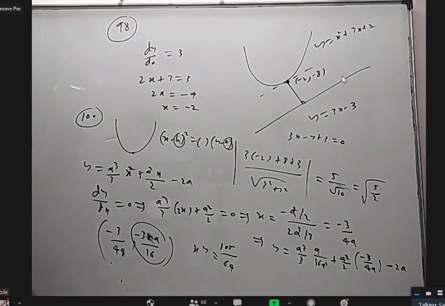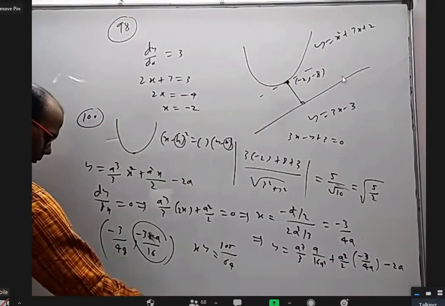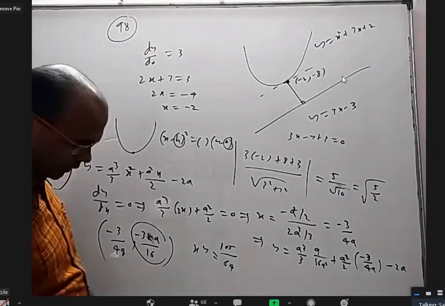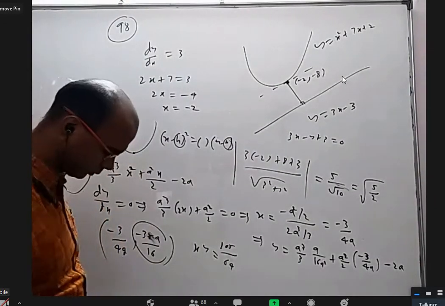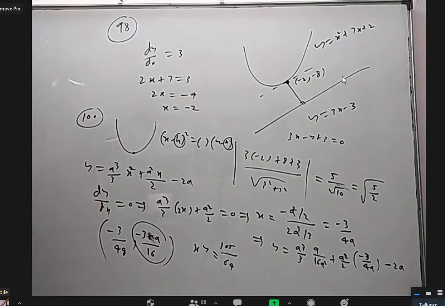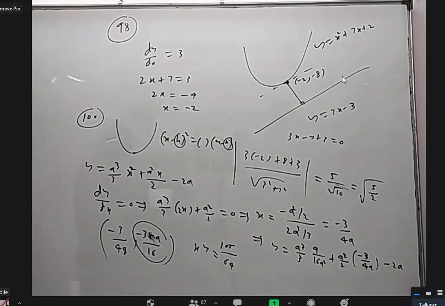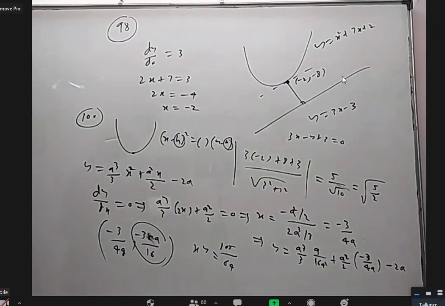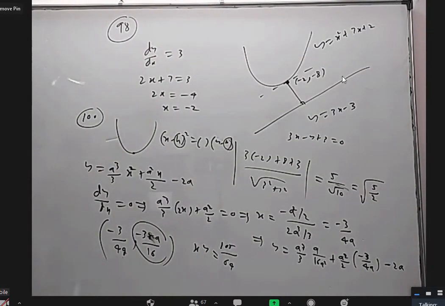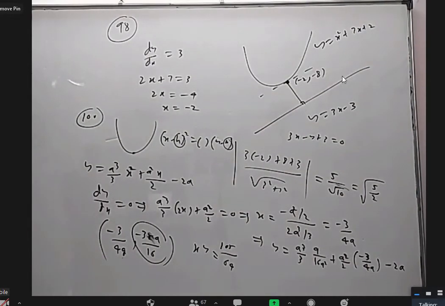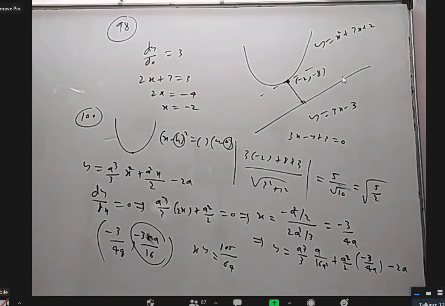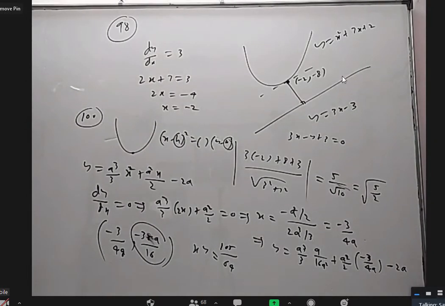Is it all right? 100. Whoever has doubt? Yes. Okay, so you already did it. What is the y coordinate you got? Anybody? Why is nobody responding? Anybody got the 100? Then I want to know what the y coordinate is there. Sir, I got x equal to minus 3 by 4a, y is minus 35 by 16. Minus 35a by 16. Same thing that I wrote. Yes, sir.